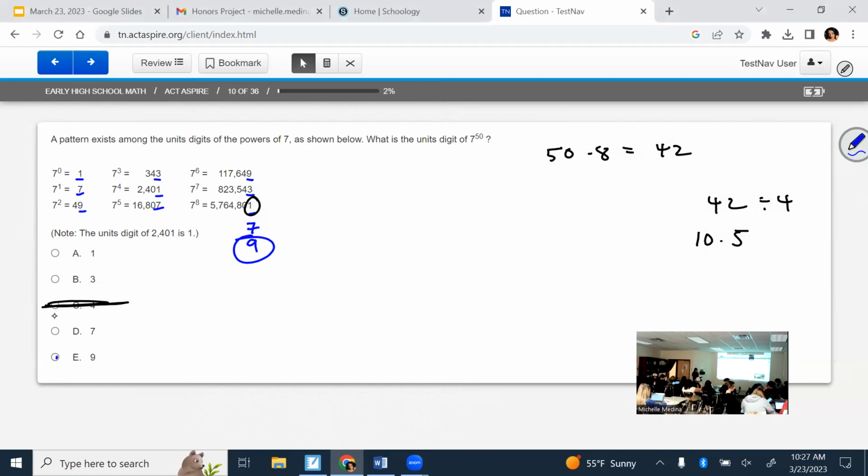Yeah. Okay. So did you guys follow my logic there? It's basically like finding the pattern. So look at the keys that they give you. They're telling you that what they mean by units digit is the last number, and either continue the pattern all the way up to 50, or like I just figured out, there's 4 rotations of numbers. How many rotations did they go through? The last one is 8, and it would end up being 7.